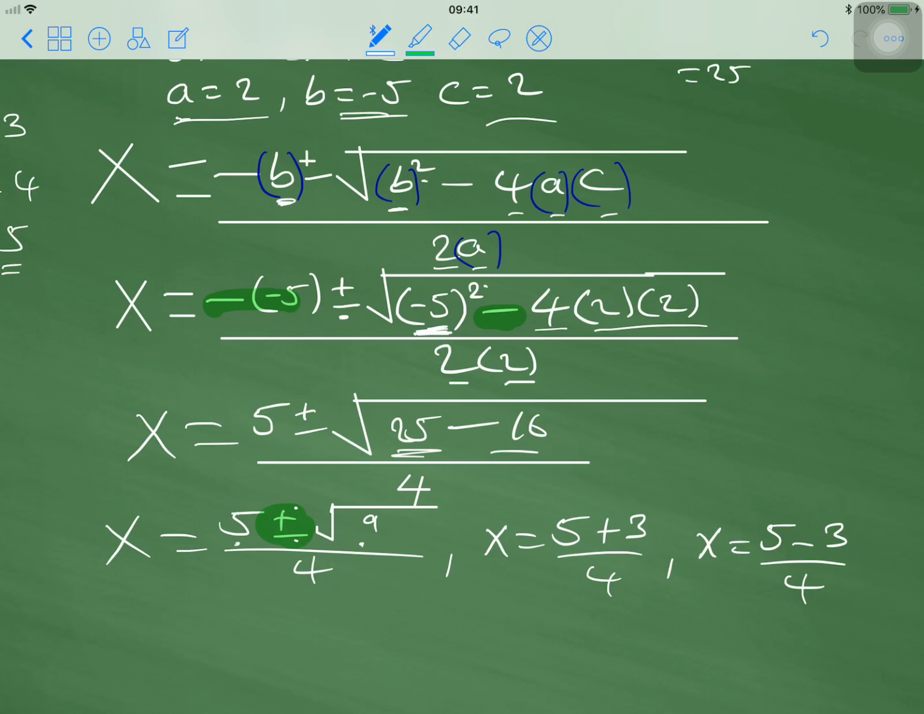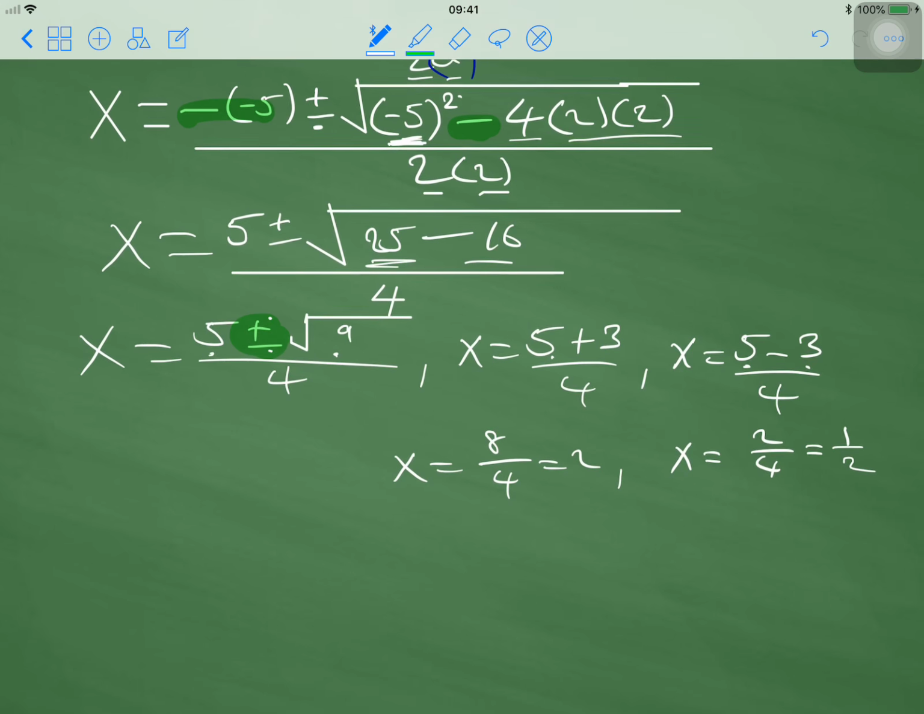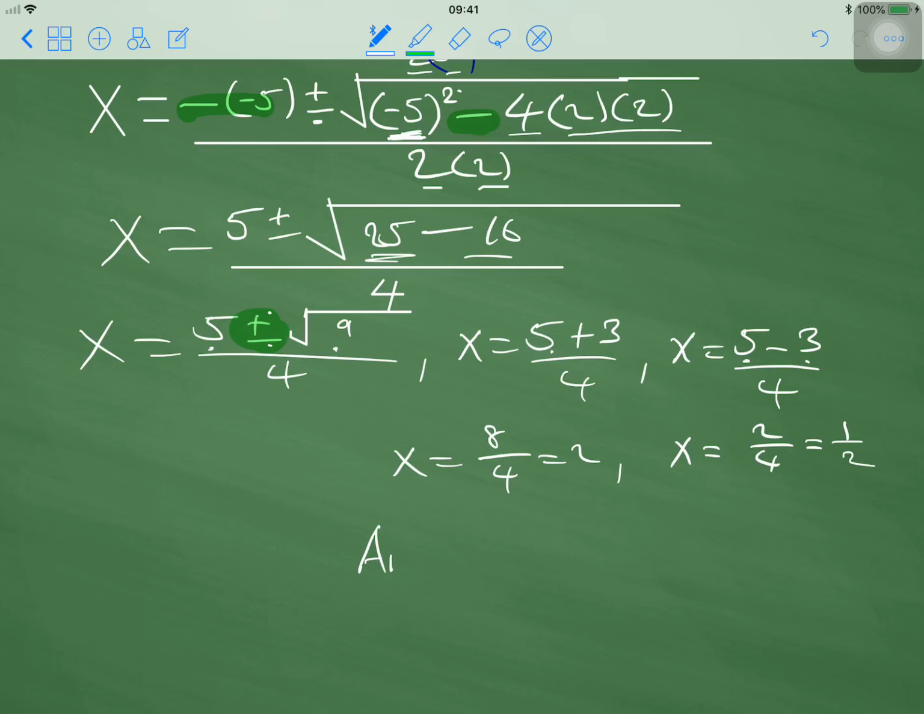So if we simplify this, x will be equal to 5 plus 3 is 8, 8 divided by 4, which is 2. Next, 5 minus 3 is equal to 2, so we have 2 divided by 4, which is the same as a half. So our answer is 2 or a half. So this is our answer, and that is all for today.